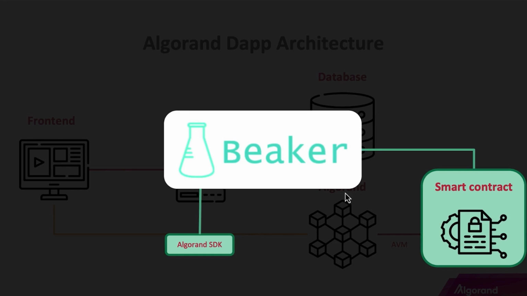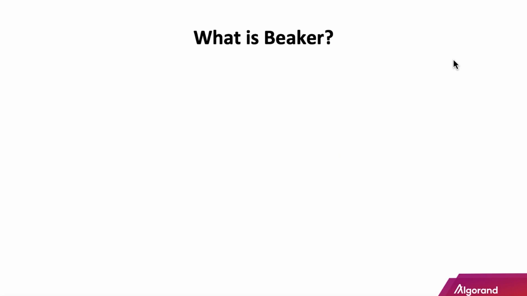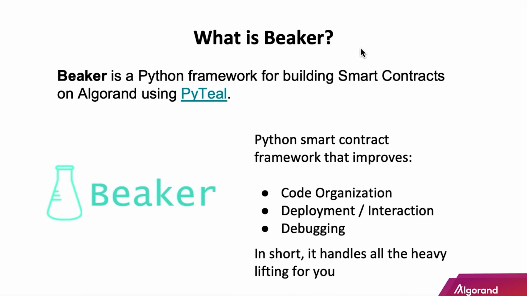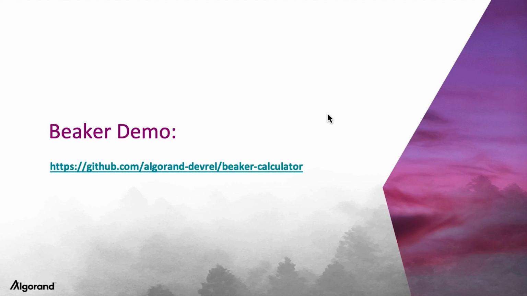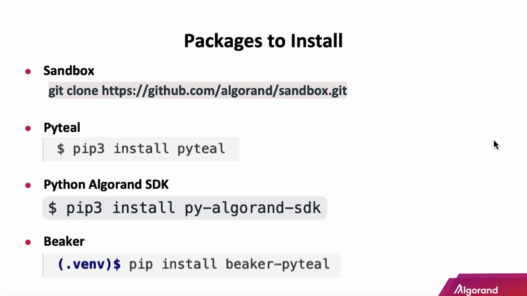And so what Beaker does is it really encompasses the smart contract functions and the SDK functions into a higher abstraction. And it's really built to build solutions, just like we saw with the Visual Studio extension for Algorand. So with Beaker, basically it's a Python framework, and it really improves your code organization, deployment, and debugging. In short, it does all the heavy lifting for you. And also very easy to install.